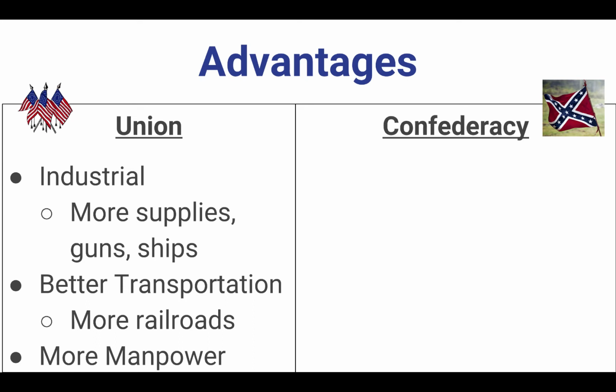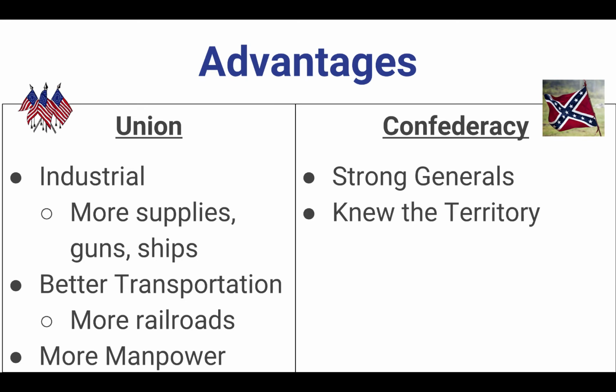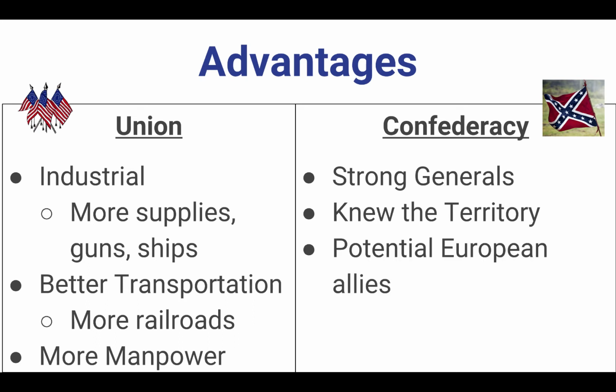On the southern side, though, the Confederacy had very strong generals. The majority of the military academies were in the South, and so they had the best trained individuals in their army. They knew the territory because they were fighting a defensive war. All they had to do was outlast. They had the potential for European allies, and they sought to court England and France throughout the war. And they were also fighting for a cause.